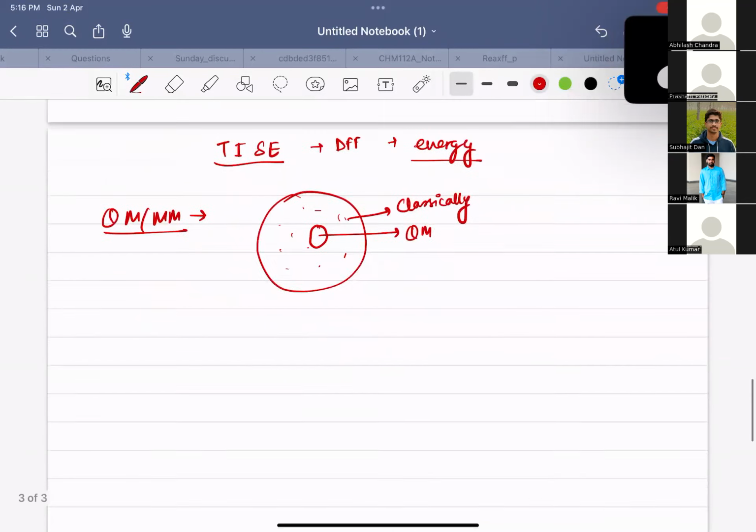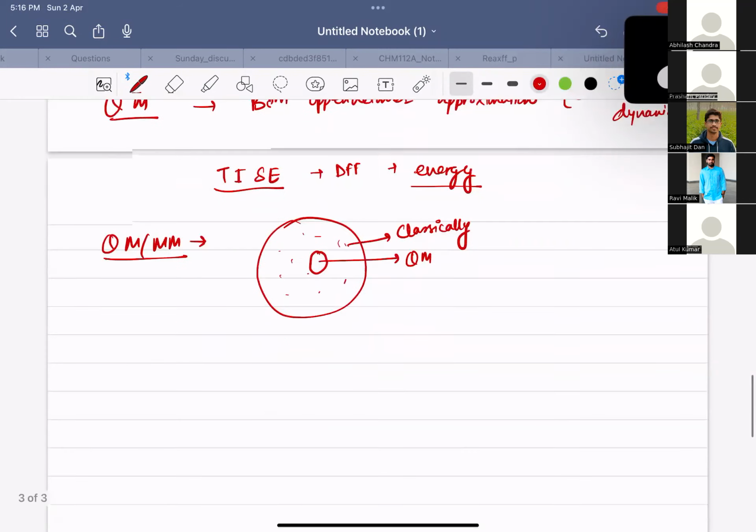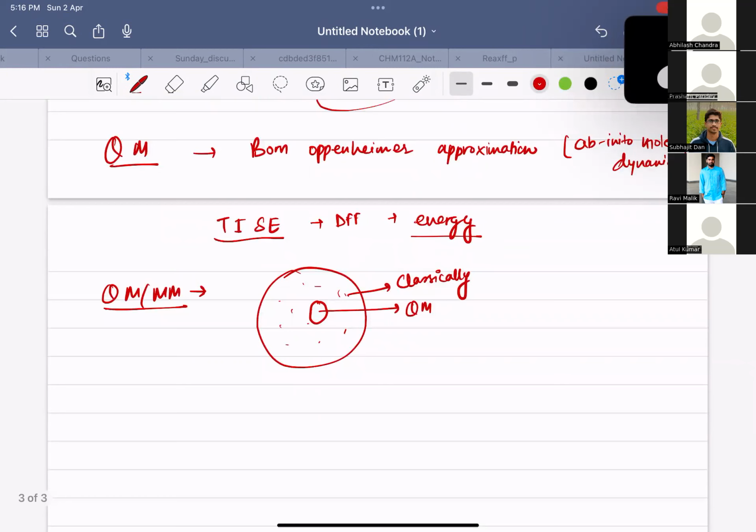Now, there are some disadvantages associated with this quantum mechanical method or the ab initio molecular dynamic simulation. This is the most fundamental method, but it is quite expensive and it can work only for small systems. So the disadvantage is it is quite expensive and it works only for small systems.